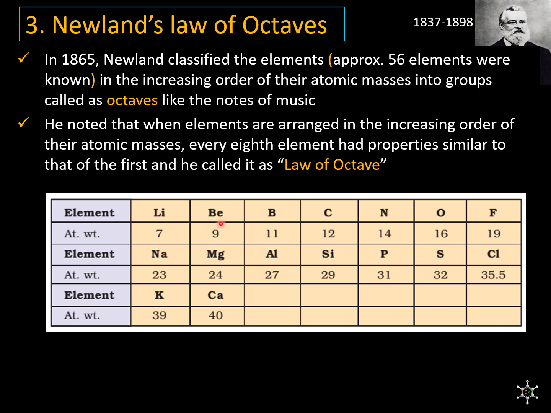If you want, you can even start from beryllium. 1, 2, 3, 4, 5, 6, 7. Eighth element magnesium is behaving similar to beryllium. And the story goes on with other elements. If I take the next row, when I start from sodium, move to chlorine, next eighth element is potassium. Potassium is behaving very much similar to sodium.